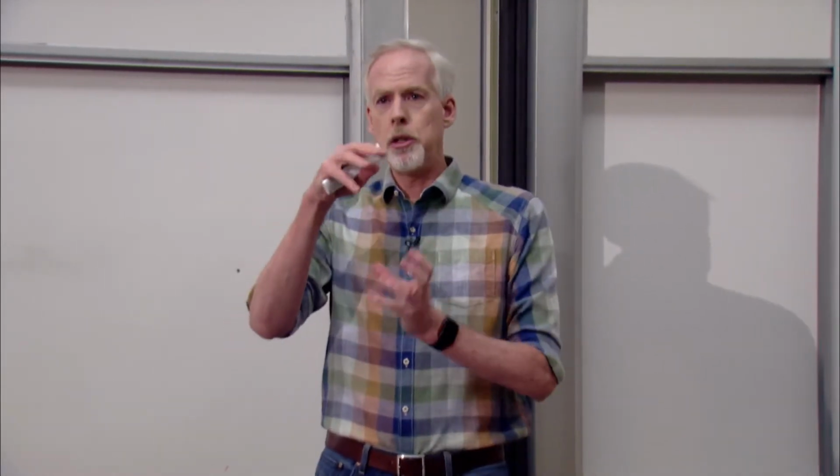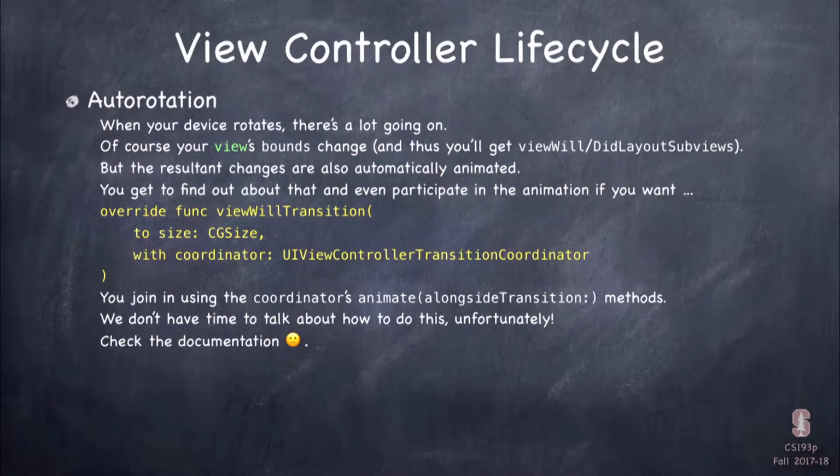Okay, so that's geometry. Now there's a special case of your geometry changing, which is auto-rotation. This is when you turn your device from landscape to portrait or back and forth. When this happens, of course, you get layout subviews because your view's bounds change. But you also have this animation that's free going on. iOS automatically animates the moving of all your subviews from the portrait layout subviews positions to the landscape ones. It does that for you. Now, that's great. That saves you a lot of work.